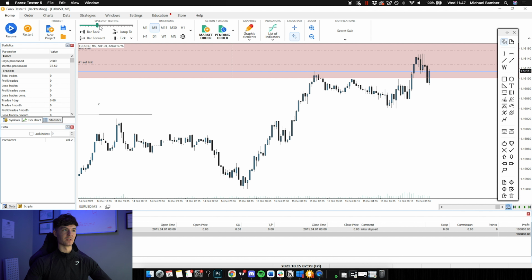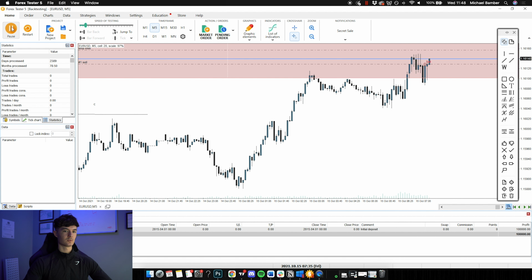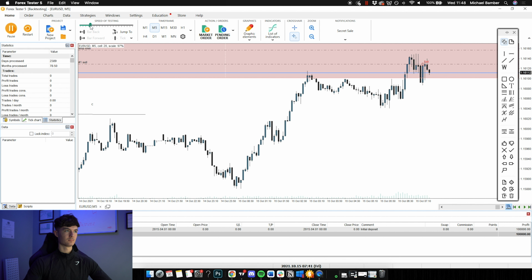Basically, you've also got a speed of testing, so you can bring the speed right up or right down compared to how quick you want to go through the data. Now I want to be quite slow with this. Boom, in the sell. As you can see, the sell's been triggered, the sell's been activated, and let's see how this plays out. Let's just speed it up a little bit. Just going to speed it up a little bit more.